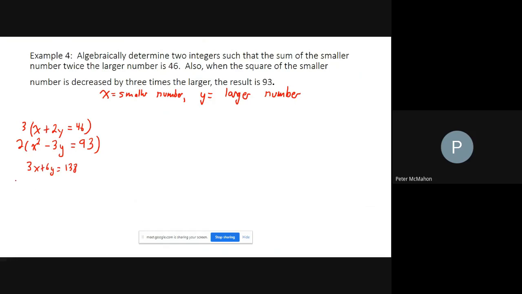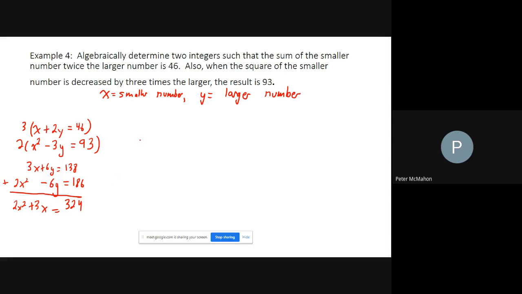I'm going to multiply these guys through, so we get 2x squared minus 6y equals 186. That's going to be this. 93 times 2 is 186. So now, since I have a 6y and a negative 6y, I want to add these guys together. So there's no x squared term here, so we're going to have a 2x squared in the bottom. There's no just x term here, so that plus 3x is going to be there. Equals, now if we add these guys together, I'm going to use my calculator for that. 138 plus 186 is 324.